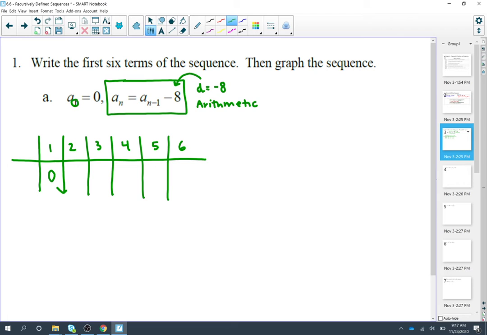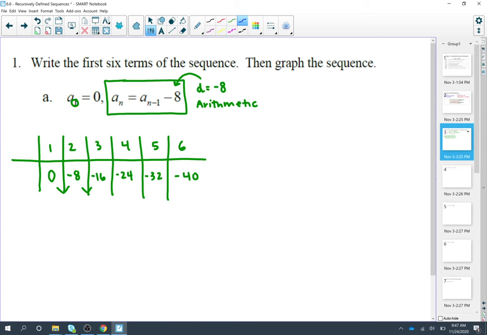So if I'm going to minus 8, I take 0, I minus 8. I take minus 8, I minus 8 again. I minus 8 again. I minus 8 again. I minus 8 again. That's the first 6 terms of the sequence, 0, -8, -16, etc.